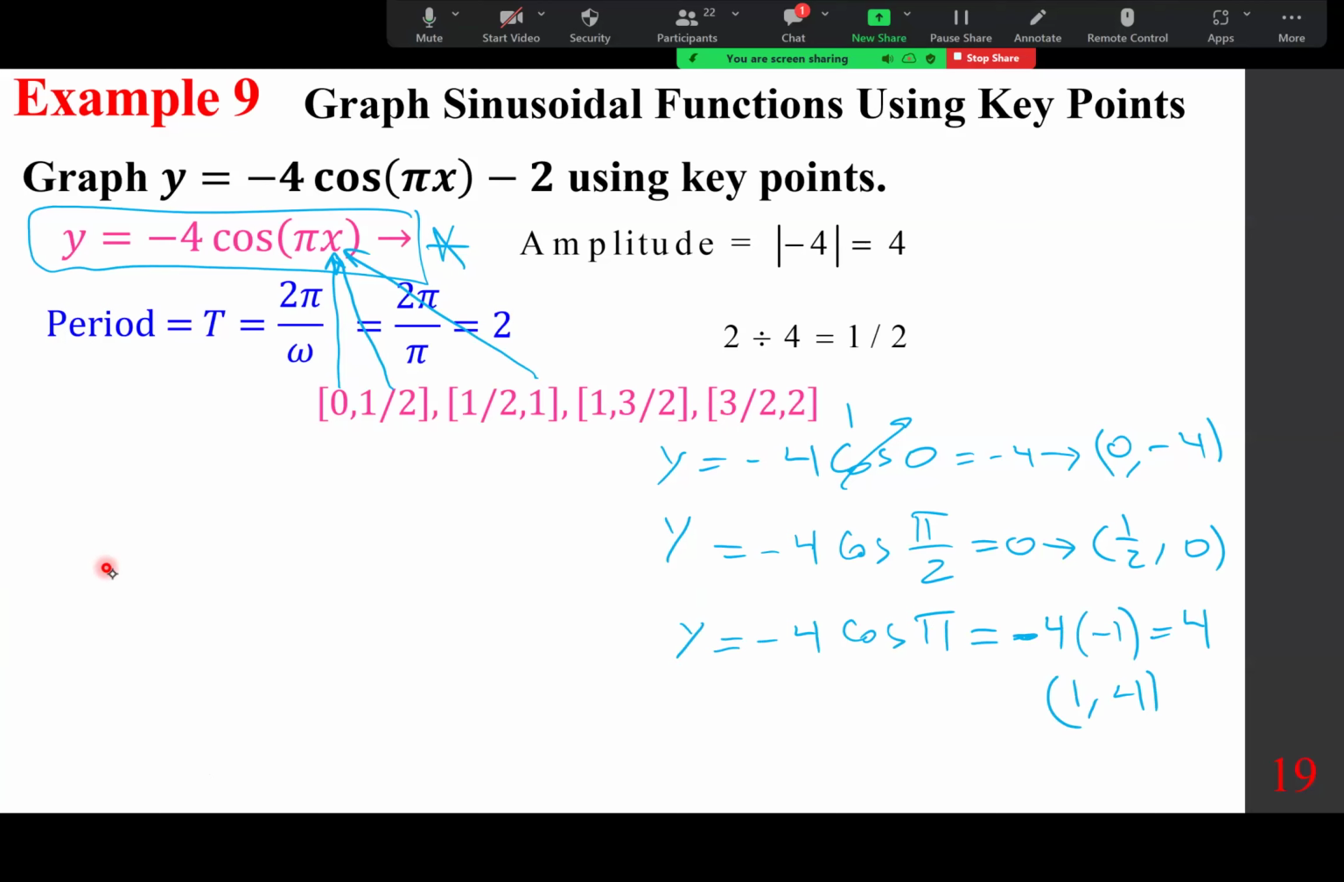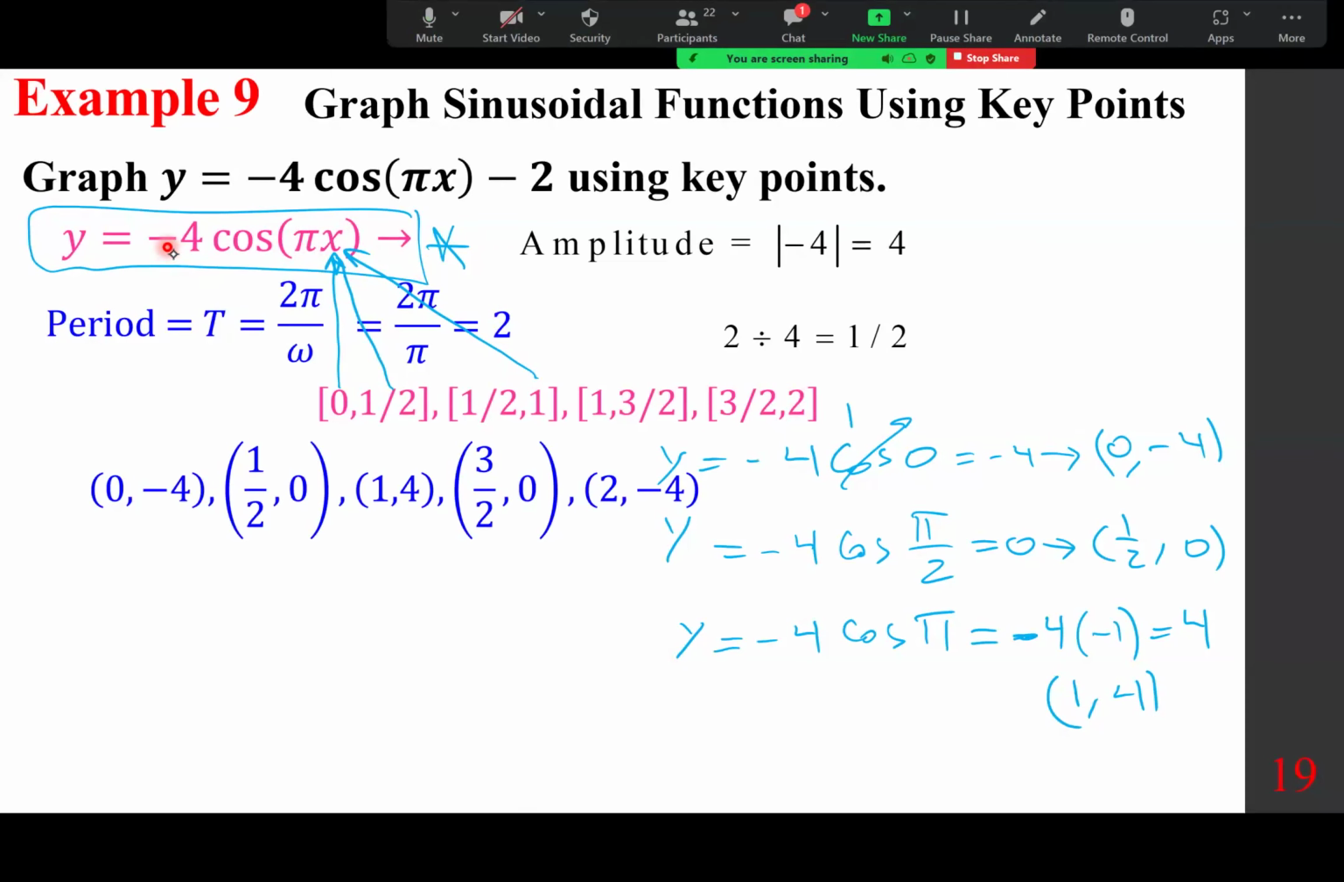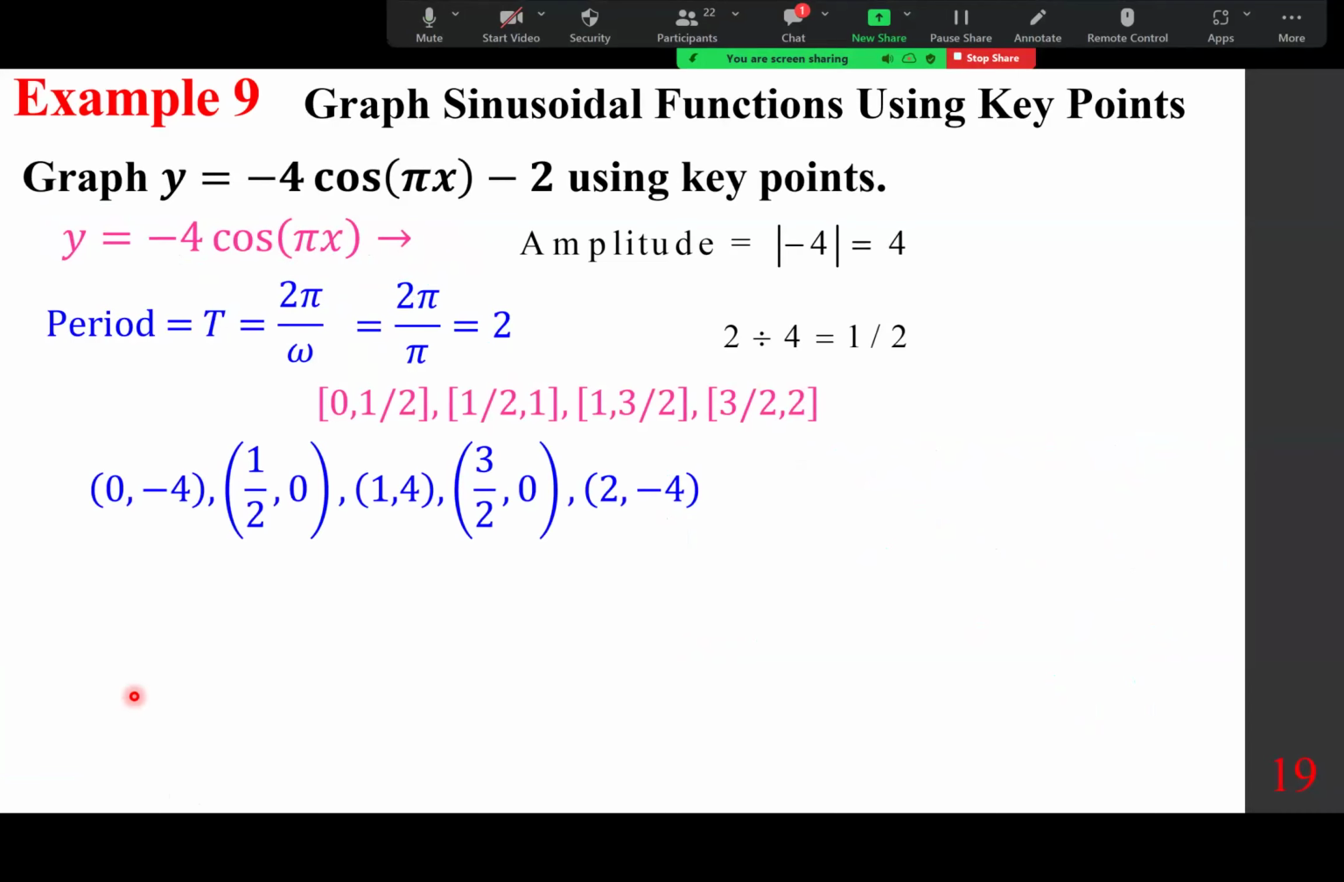If I put 3/2, class, I get 3/2 times pi, cosine of 3 pi over 2 is 0, so that gives you 0. If I put 2, 2 pi, cosine of 2 pi is +1, times -4 becomes -4. Here are the pairs. So I hope you realize it's fairly easy to get the pairs. The pairs are not too bad.